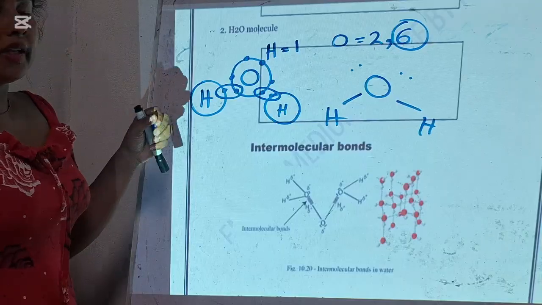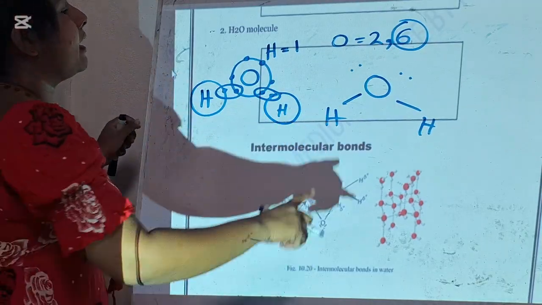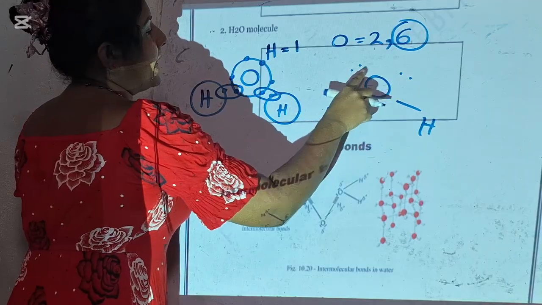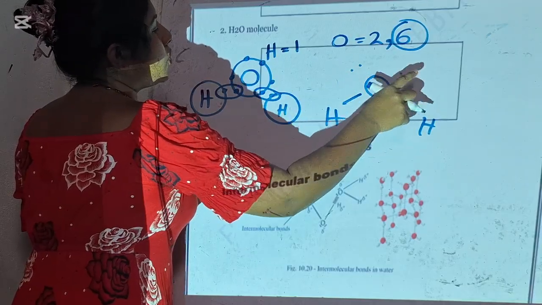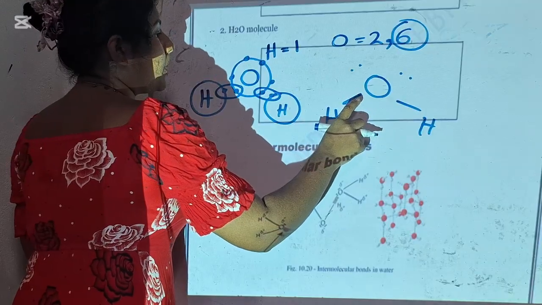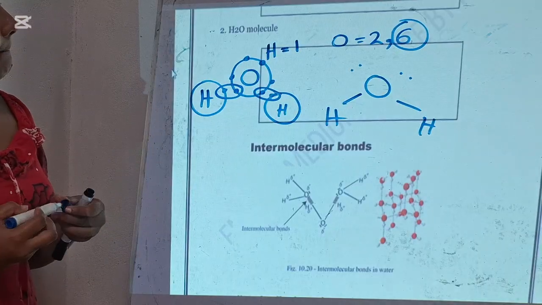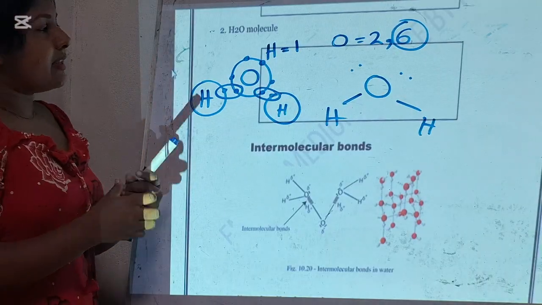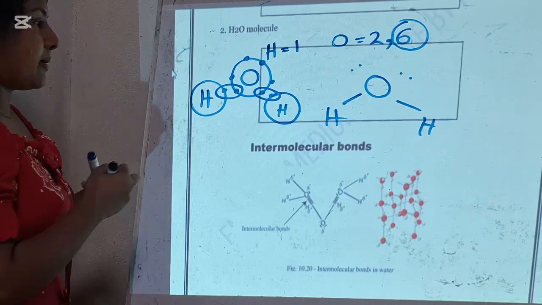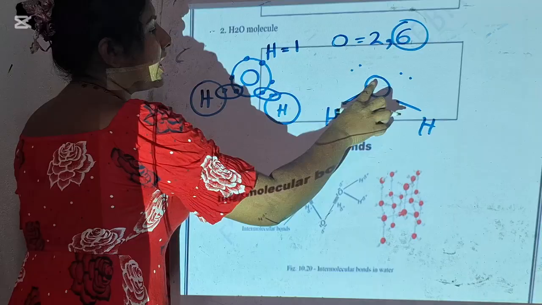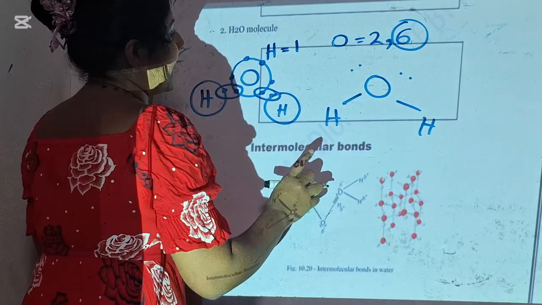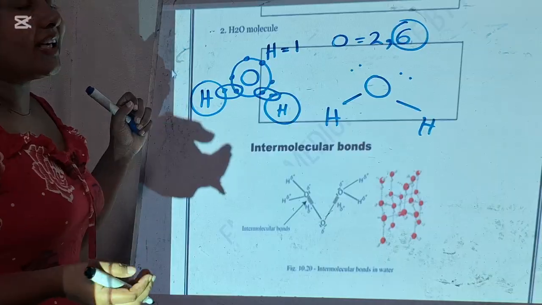After drawing the Lewis structure, you can see there are 2 lone pairs. 1, 2. There are 2 bond pairs. 1, 2. That's the way of drawing. That is the Lewis structure. Then we need to mark the polarity. Because of the electronegativity difference of hydrogen and oxygen, actually oxygen has high electronegativity.